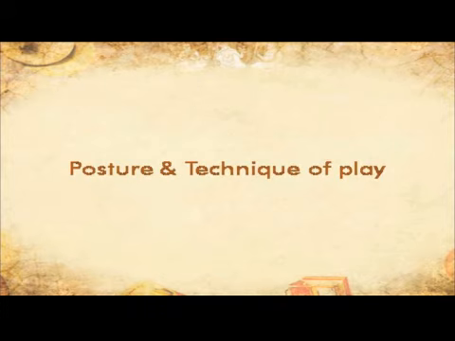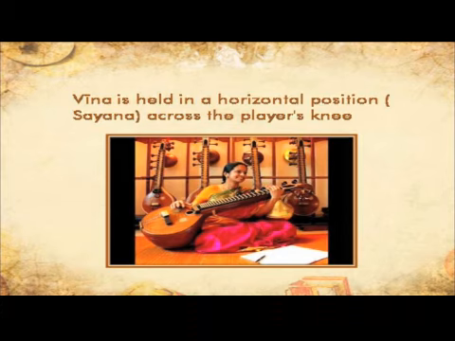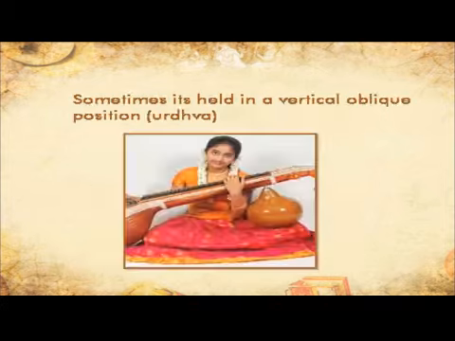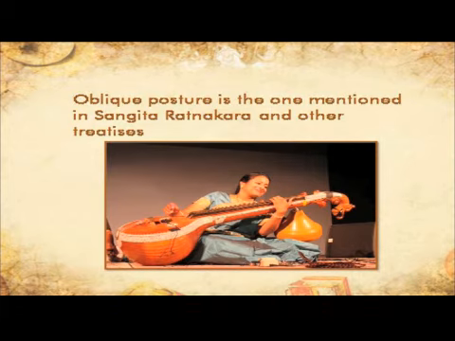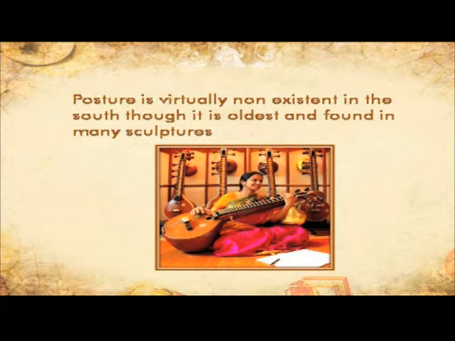Posture and technique of play. The veena is held in a horizontal position or sayana position across the player's knee. Sometimes the instrument is held in a vertically oblique position or urdhva, the bowl resting on the thigh. The oblique posture is the one mentioned in Sangeeta Ratnakara and other ancient treatises. This posture is virtually non-existent in the South, though it is probably the oldest and found represented in many sculptures.